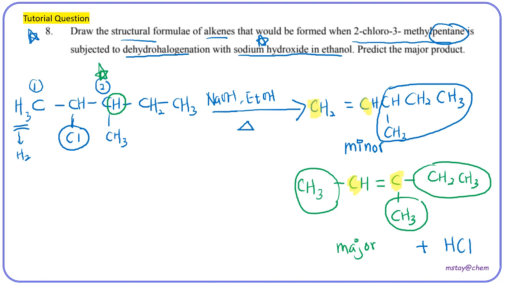So in this video, we already learned how to predict which is the major product and which is the minor product. In the next video, we are going to learn the mechanism, how the haloalkane breaks the bond and forms an alkene.